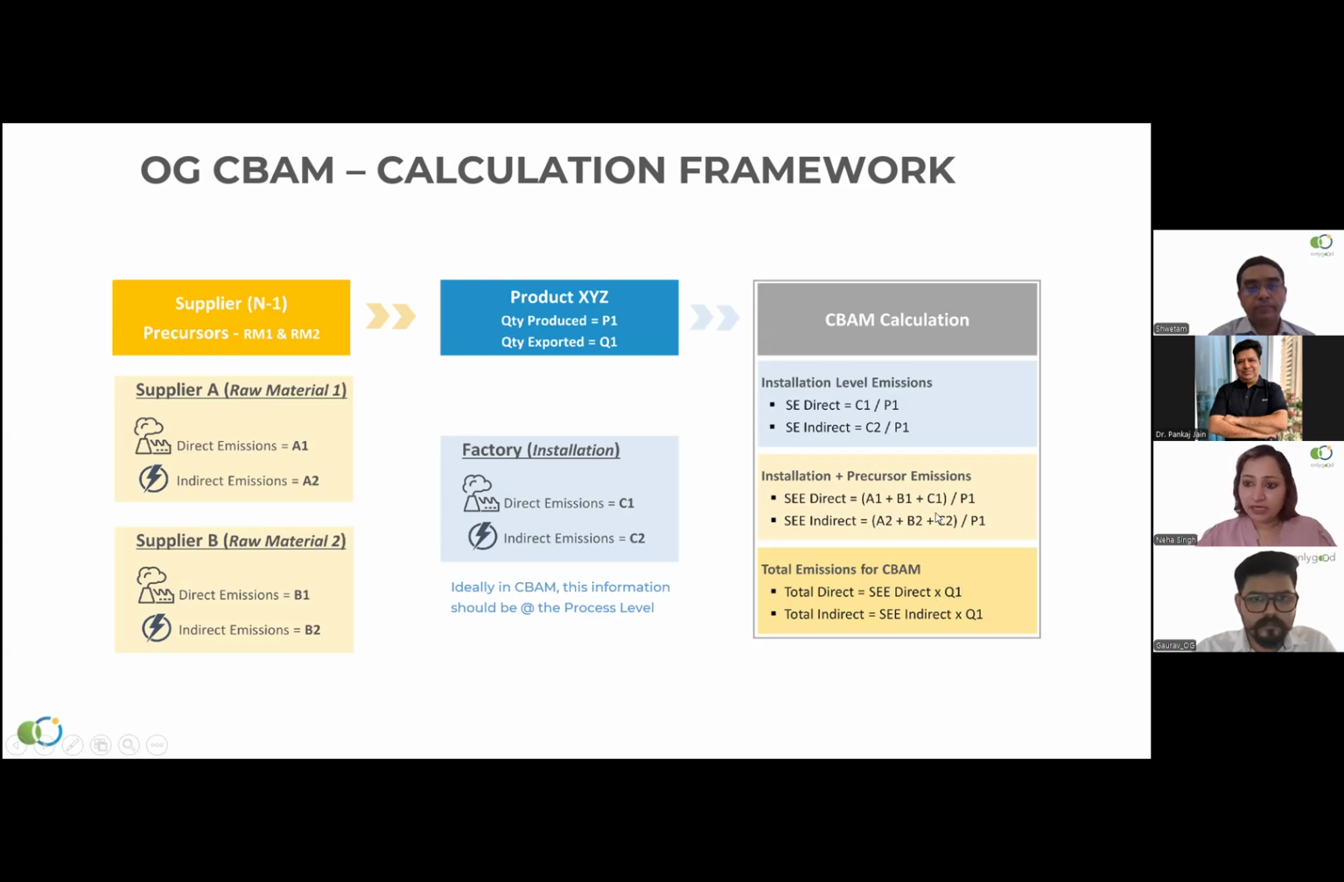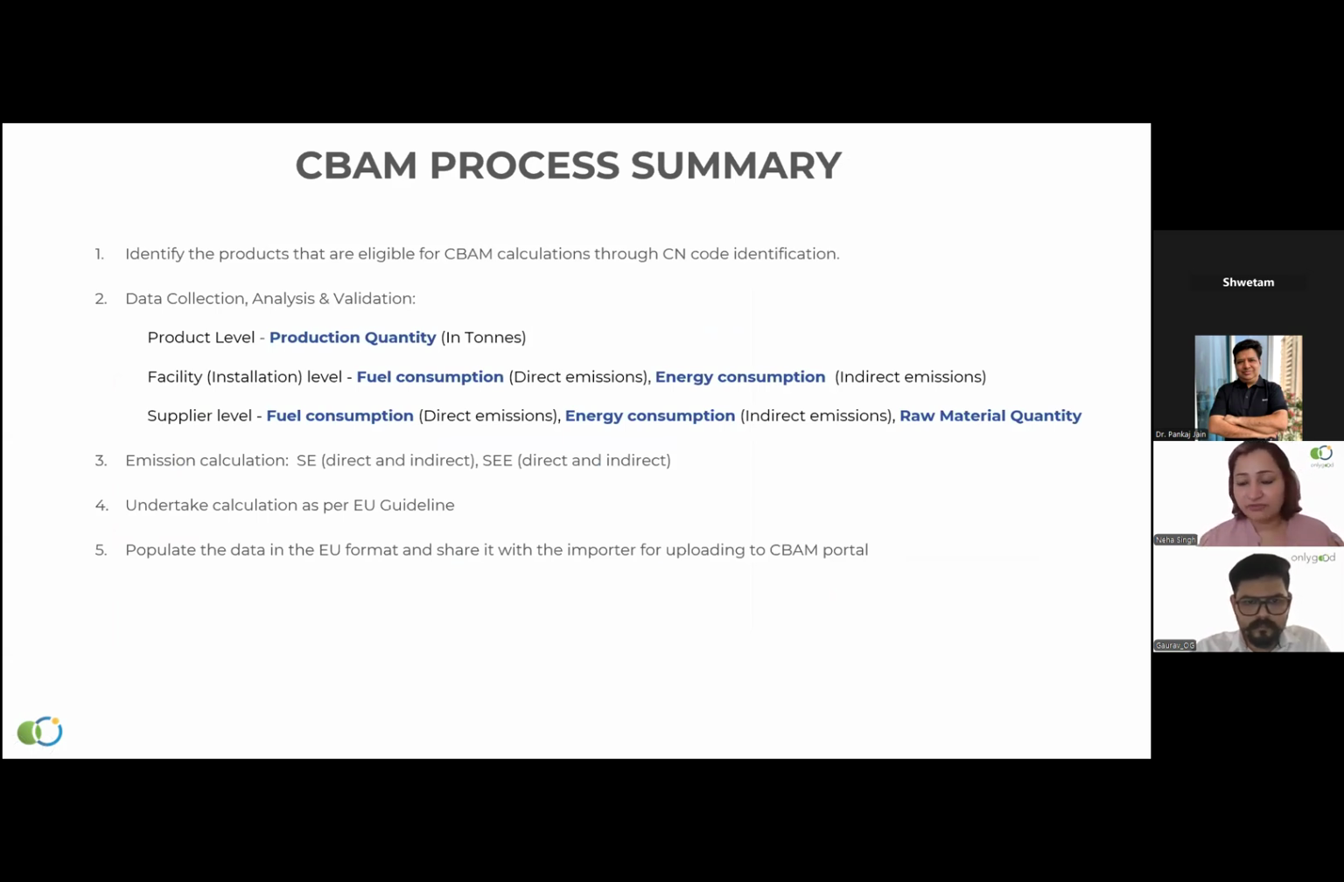So that is where there are multiple levels of complexities and layers that come into the picture, for which we have tried to create a platform that will simplify and demystify this entire process for you. Just a quick summary before I jump into the platform demo: if somebody wants to do a CBAM, what's your step 1? Step 1 is identifying, am I even eligible for CBAM calculations? So we have a particular section where, when you identify the CN codes of the products that you are exporting or that your client is exporting to the EU, it will get you the eligibility.